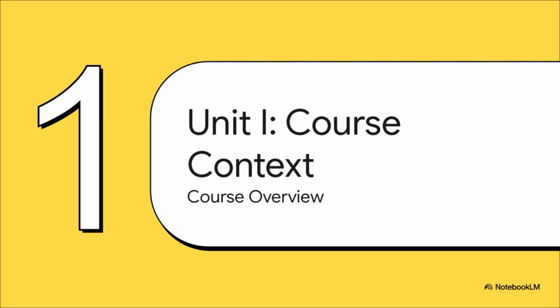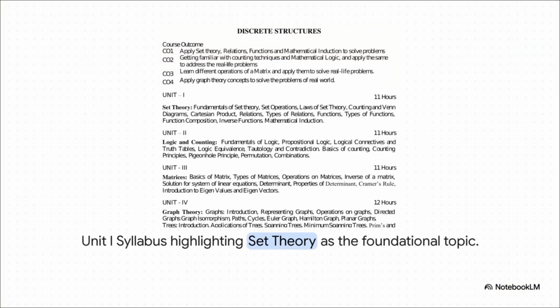Section 1. Unit I, Course Context. Take a look at this syllabus. You'll notice set theory isn't just some random bullet point. It is literally topic number 1 for the unit. Why is that? Because everything else you're going to study, relations, functions, mathematical induction, even graph theory later down the line, is completely built upon the vocabulary of sets. I mean, you can't really understand how elements relate to one another if you don't first know how to group them together, right? Master this first step, and the rest of the course becomes significantly easier.